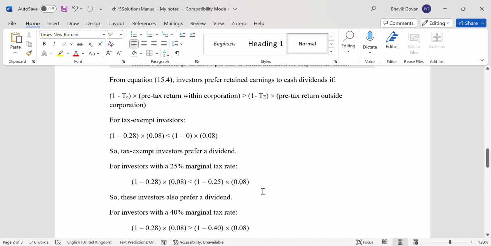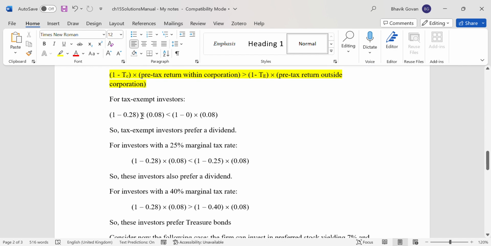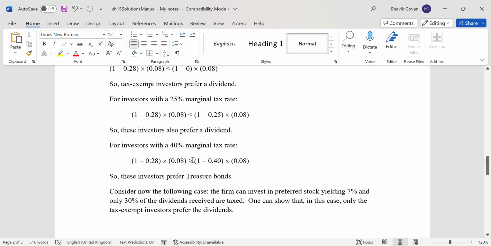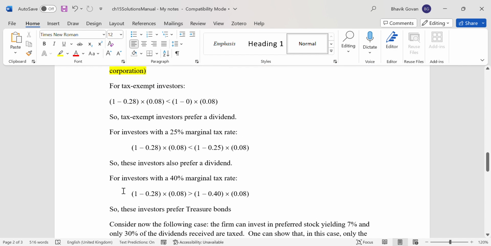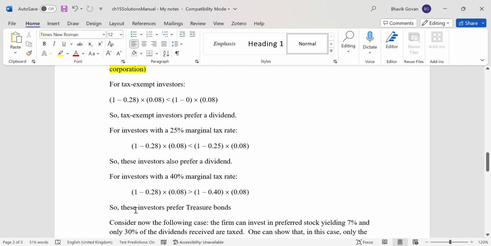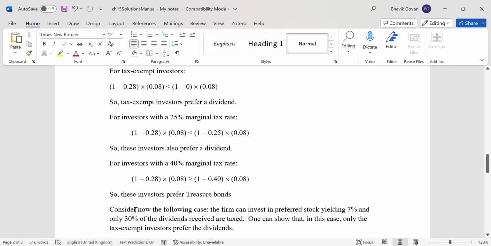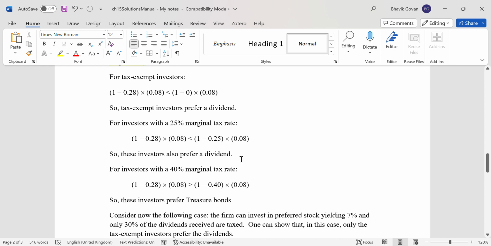So yeah, just remember this equation, and you'll be okay. Know how to interpret the inequality, and that'll basically give you your answer for each of the scenarios. So for the final group of investors, they prefer treasury bonds, but the first two investors preferred dividends.